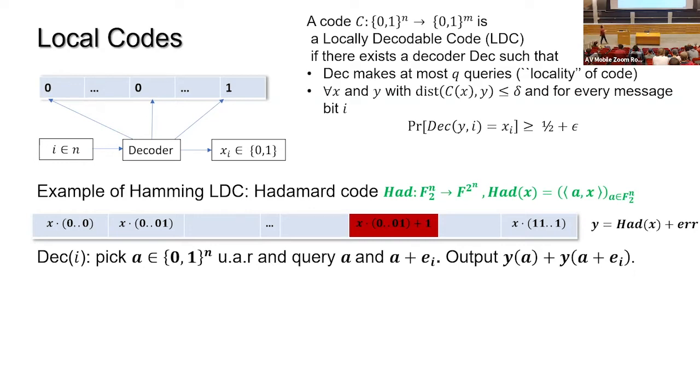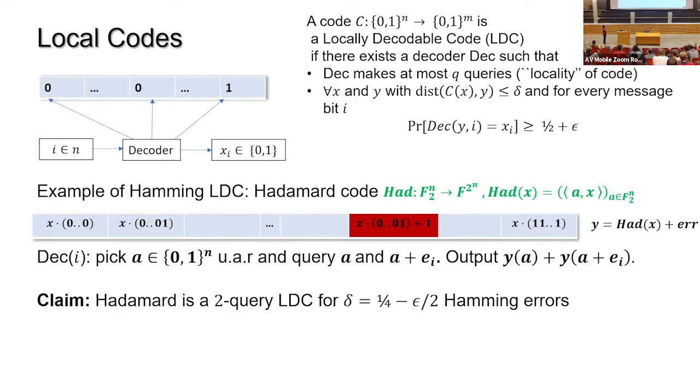So if there is no error, this is exactly x_i, you can convince yourself. If there is error, it's x_i with probability, you can check, half plus epsilon. There is a union bound involved. Okay, so this is a 2-query locally decodable code for Hamming errors. So we know quite a lot about Hamming errors.